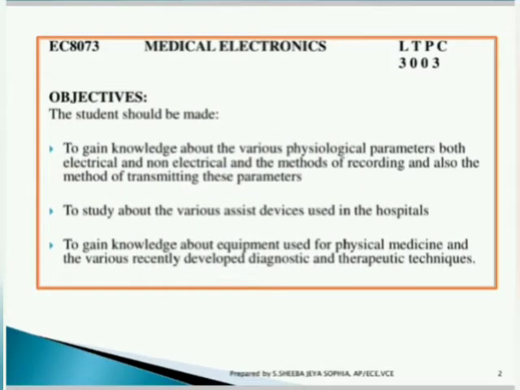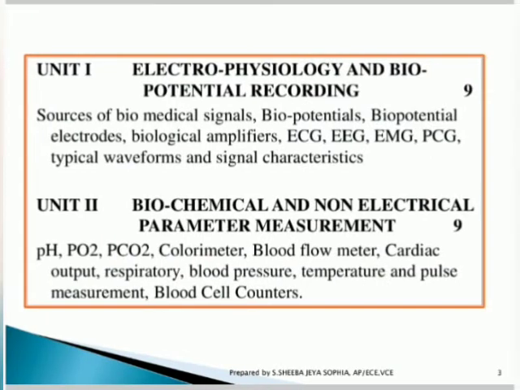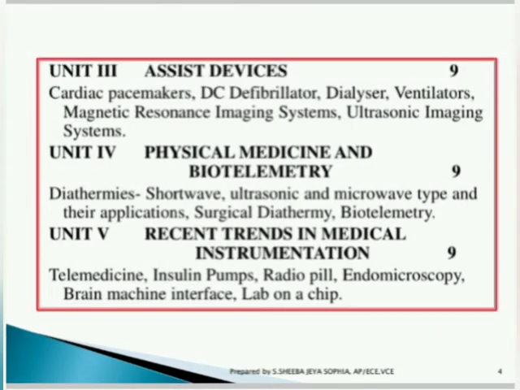Regarding the syllabus of medical electronics, there are 5 units, where Unit 1 covers electrophysiology and biopotential recording, and Unit 2 covers biochemical and non-electrical parameter measurement. Unit 3 discusses assisted devices, and in Unit 4 we deal with physical medicine and biotelemetry. Finally, Unit 5 combines recent trends in medical instrumentation.